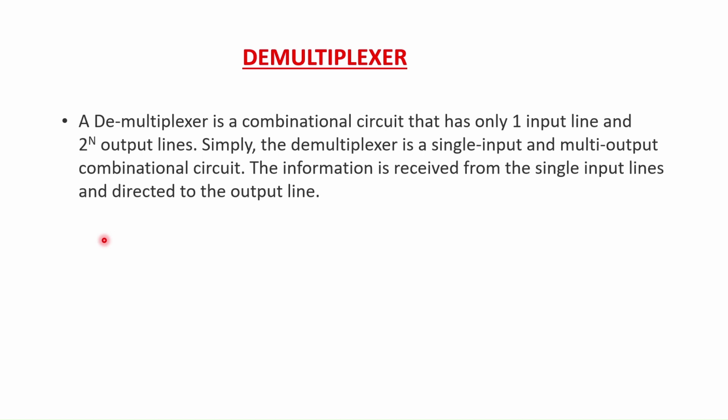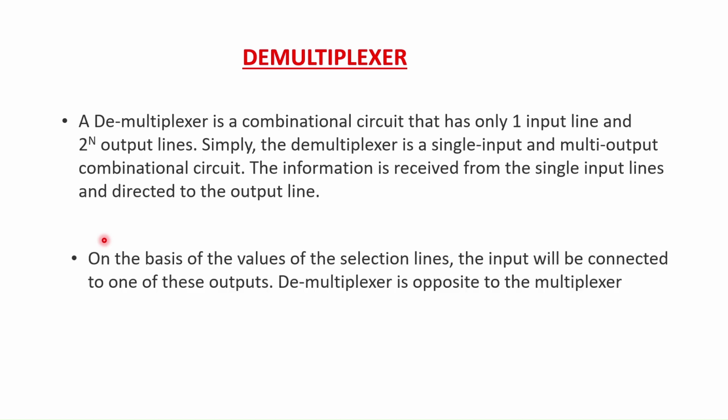The demultiplexer is a single input and multi-output combinational circuit. The information is received from a single input line and passed through the demultiplexer, which is directed to the output line on the basis of the value of the selection lines. Similar to the multiplexer, in a demultiplexer also the output depends upon the selection input. Depending upon the selection input, the input value will be connected to any one of the output lines.